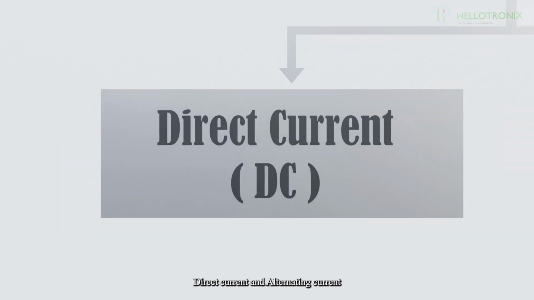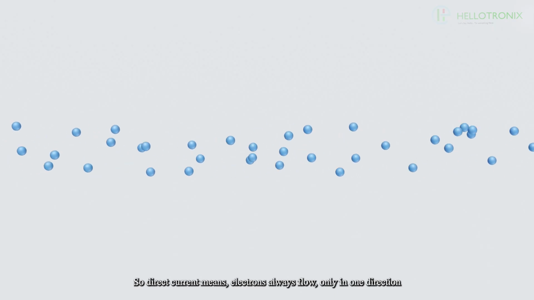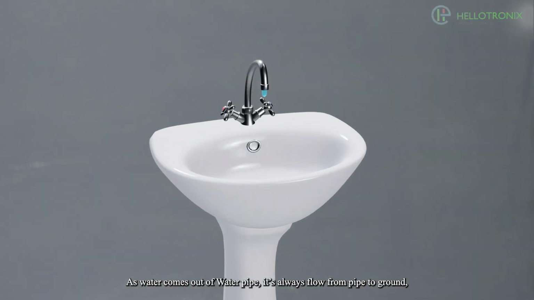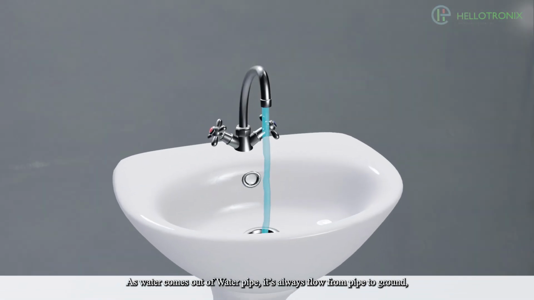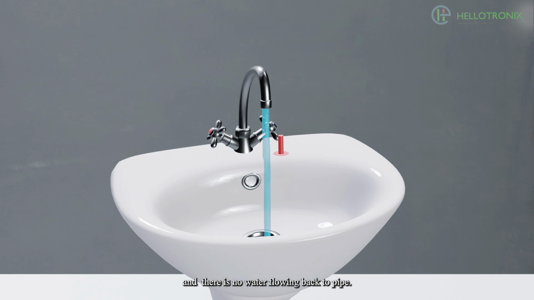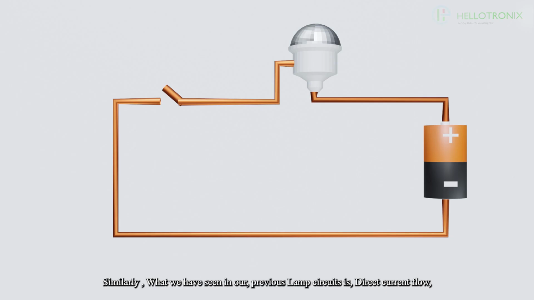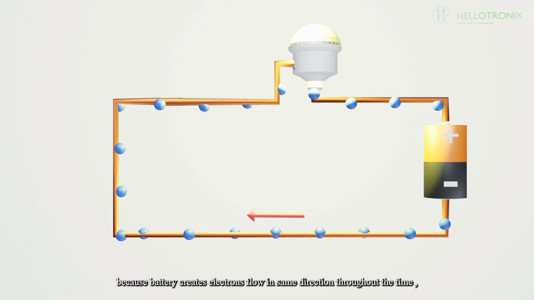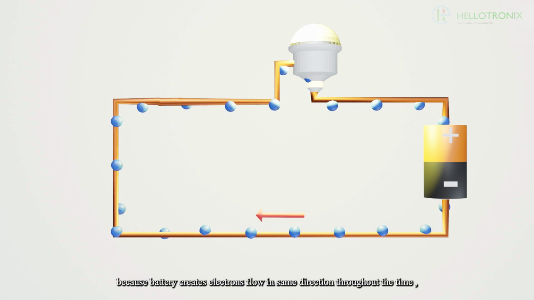So, direct current means electrons always flow only in one direction. As water comes out of a water pipe, it always flows from the pipe to the ground, and there is no water flowing back to the pipe. Here water is flowing only in one direction. Similarly, what we have seen in our previous lamp circuit is direct current flow, because the battery creates electron flow in the same direction throughout the time.